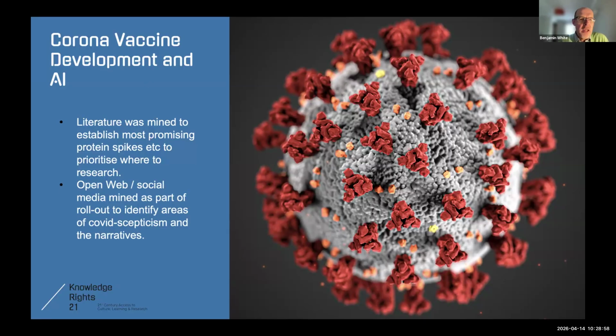It also analyzed the open web, social media, I presume, as part of its rollout. It did that in order to analyze where there was skepticism, what the narratives were around skepticism, and also to prioritize where to roll out the vaccine.